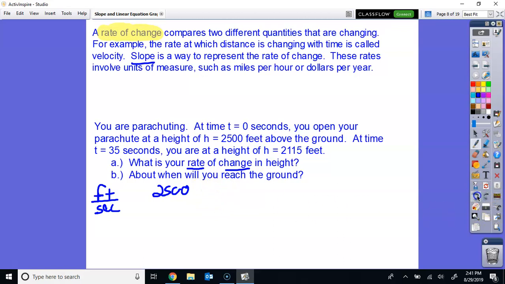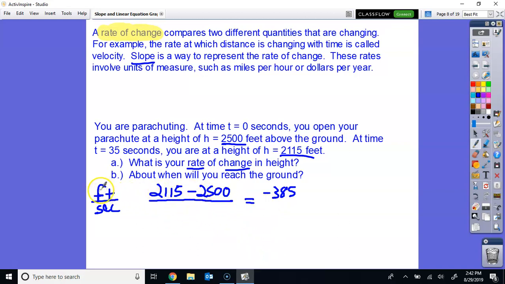Sorry, let me rephrase that a little bit. I like doing it in the correct order here, or the way that it makes sense to me. Y2, 2,115 feet, minus 2,500 feet. The second feet value minus the first. And the reason I like that is because it lets me know that I'm actually falling here, because it's negative 385, which is exactly what we would expect if you're parachuting.